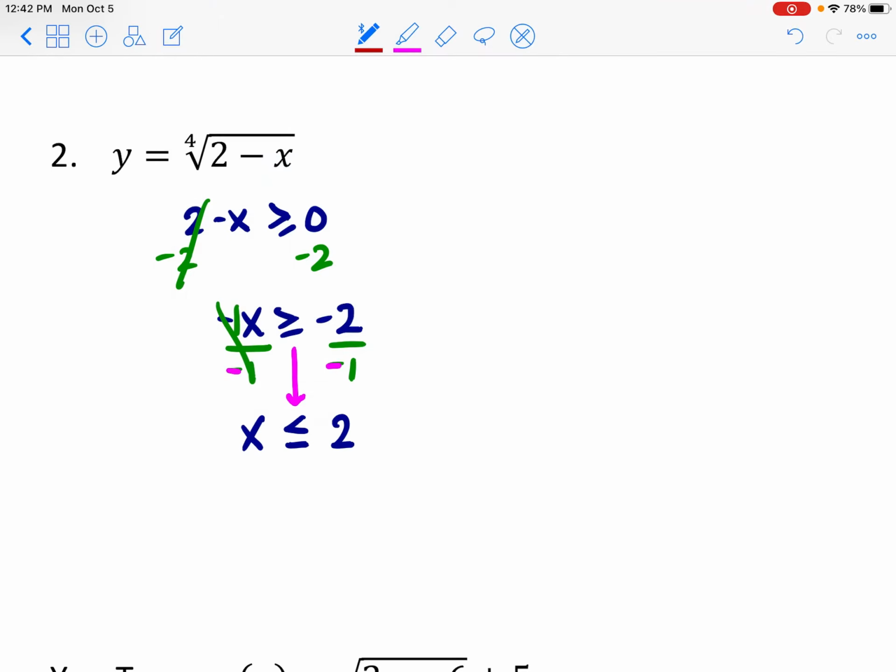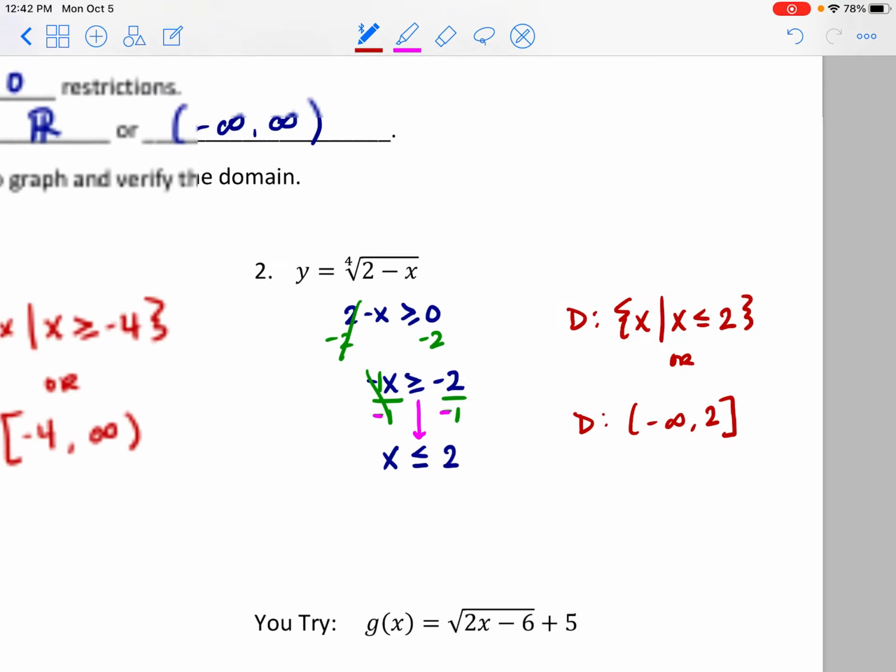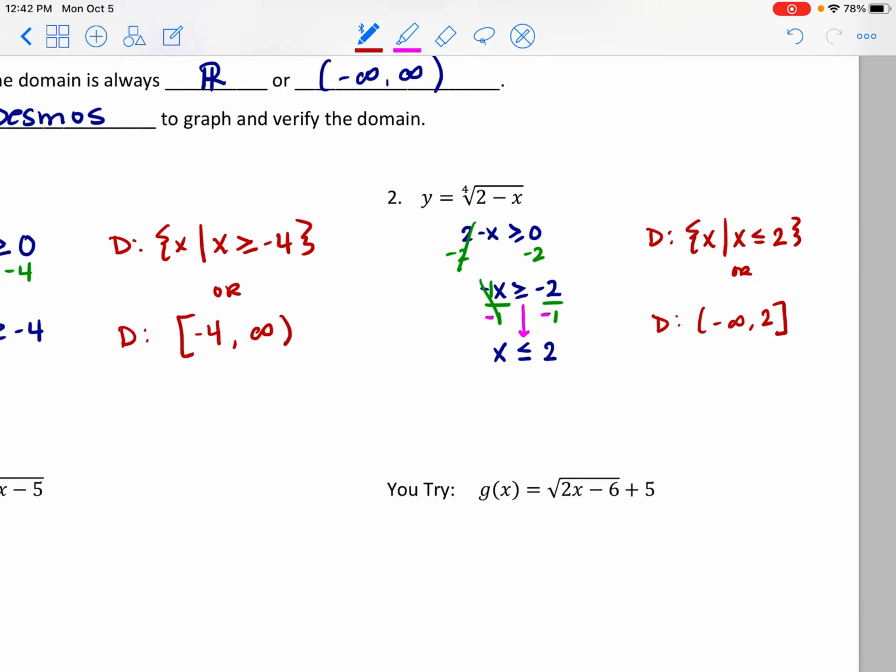So we could say this domain is all x's such that these x's are less than or equal to 2. Or we could say everything from -infinity up to 2 is in our domain. Either one of those would be acceptable answers.